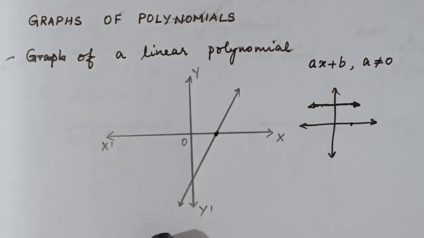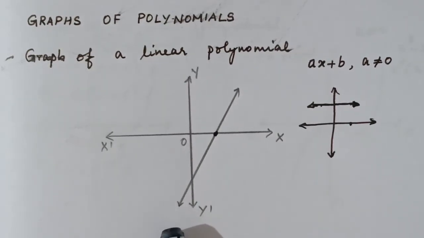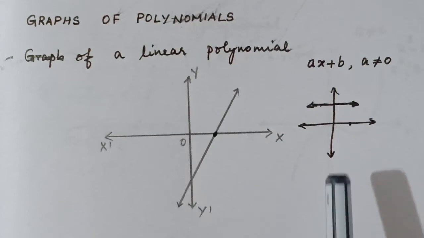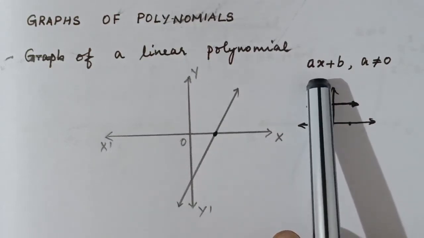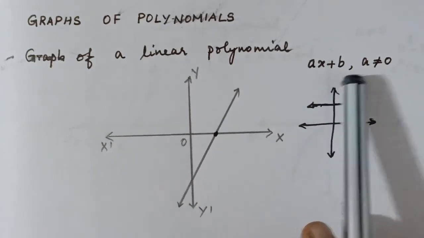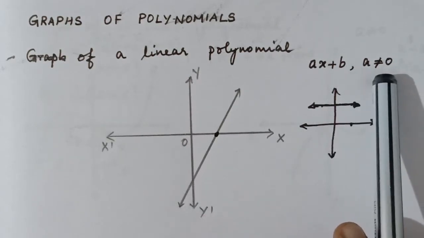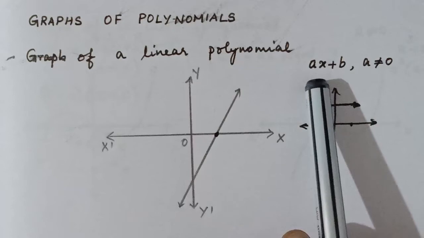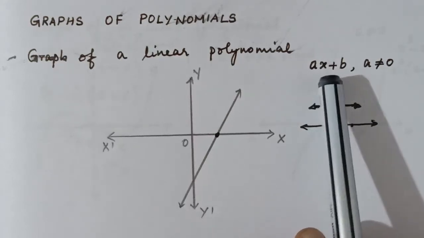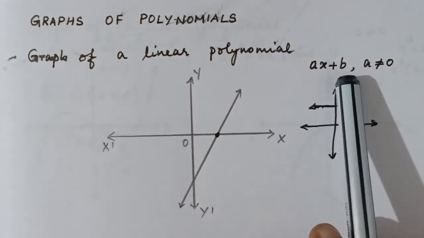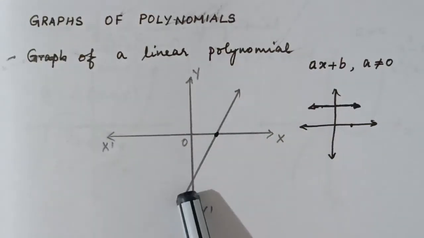A graph of a linear polynomial will always be a straight line. This we have learned last year. And you know the general form of a linear polynomial is ax plus b where a not equal to 0. This condition is important, a not equal to 0, because when a becomes 0, this becomes a constant polynomial. So the graph of a linear polynomial will be a straight line.